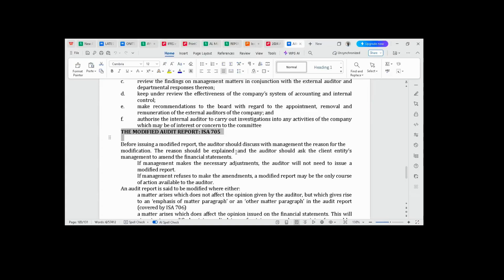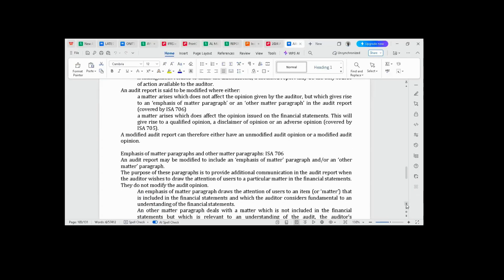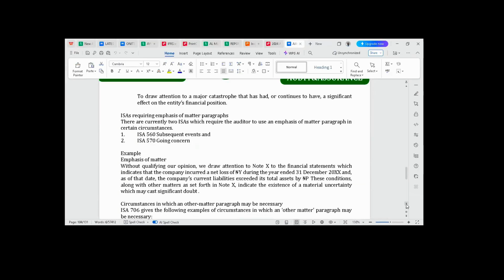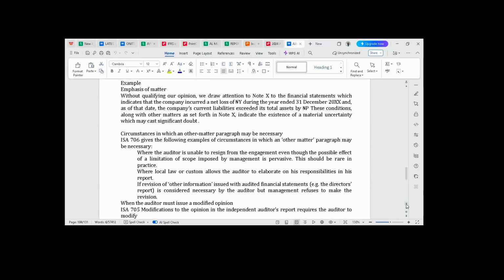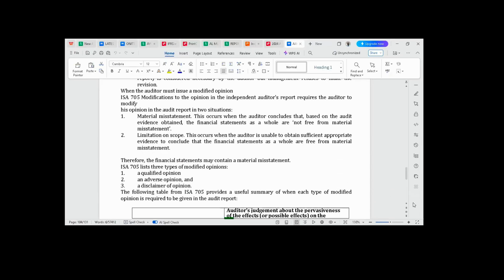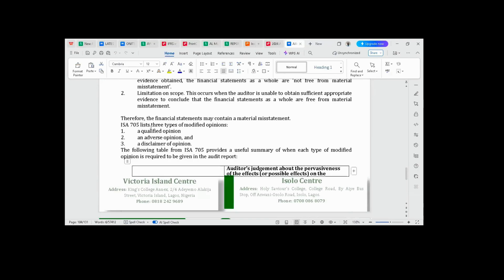That is clear, right? Now you can further divide the modified into three parts. You can further divide the modified into what? Into three parts. Okay. I'm coming back to this one. Don't worry, I'm going to come back to talk about this. I need to go back to where we are. All right. This is it here. There are three types of modified audit report. Number one, you have the qualified opinion, you have the adverse opinion, and you have the disclaimer of opinion. Okay.